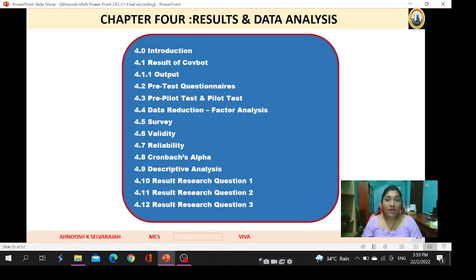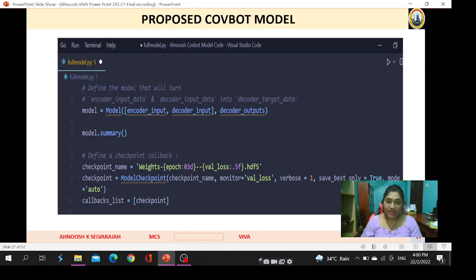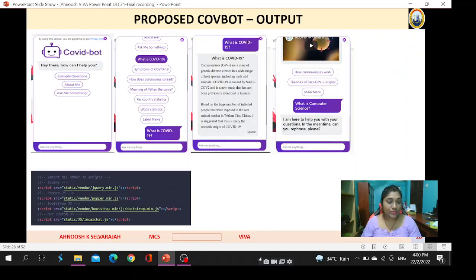So chapter 4, result and data analysis. The proposed Chatbot model has an encoder and decoder. For the encoder, when we wrote what is COVID, it embeds the words and gives a proper answer, which is COVID is virus. So this is the coding used. These are the outputs. Now you can see the UI, the user interface. We have a symbol, and then we have buttons for the students to ask.